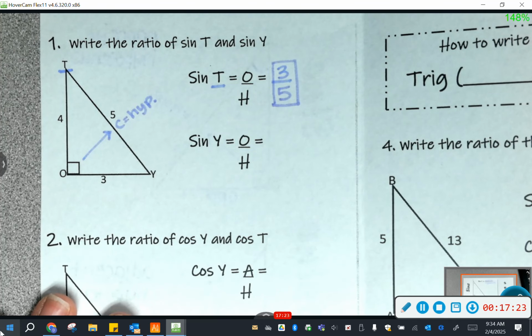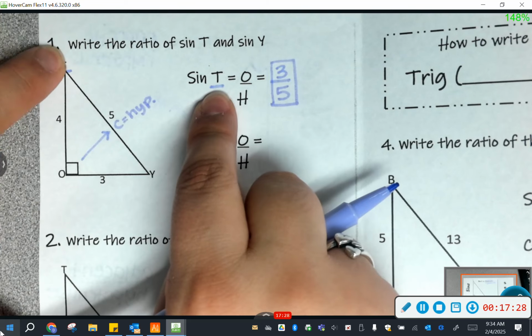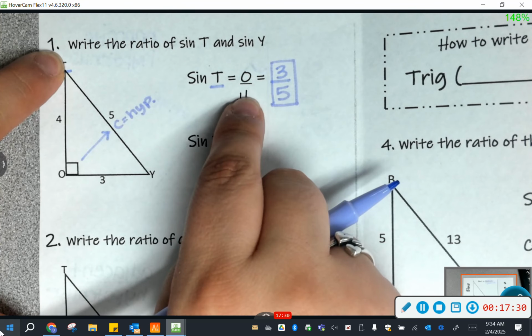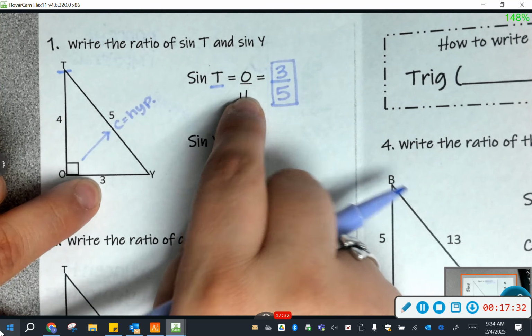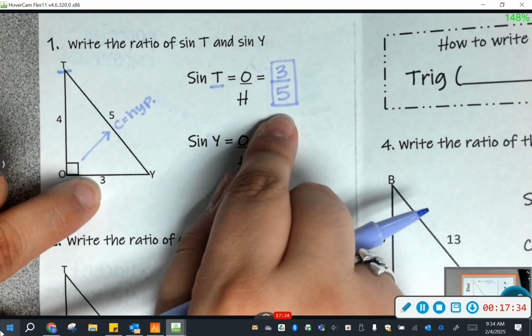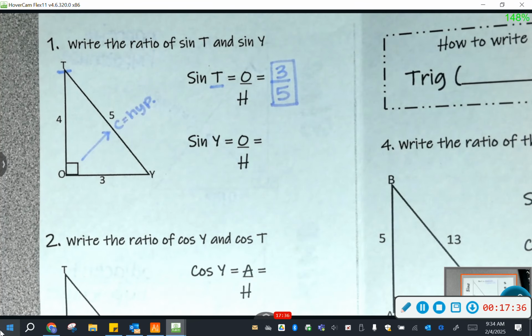You want me to do that again one more time? T. I'm going to come to T. Sine is O over H. Opposite of T is 3. The hypotenuse is 5. 3 over 5 is my answer. We're starting off super basic. We will get more complicated, but we're starting off super basic.